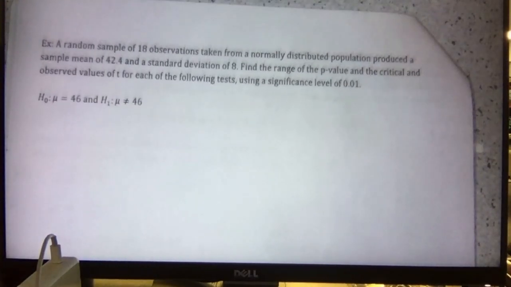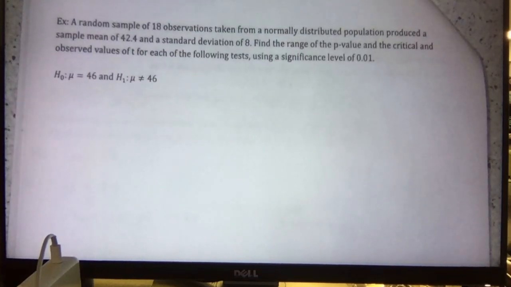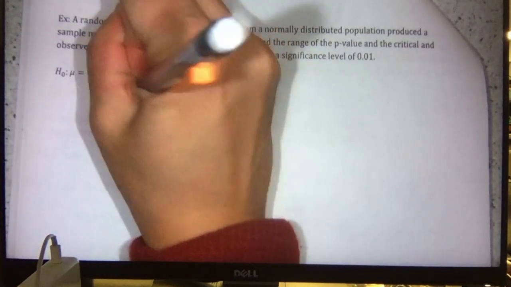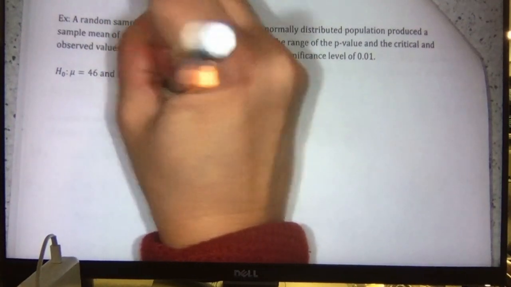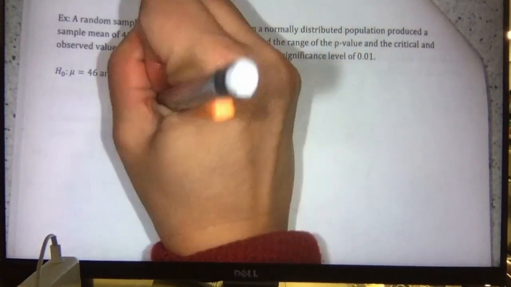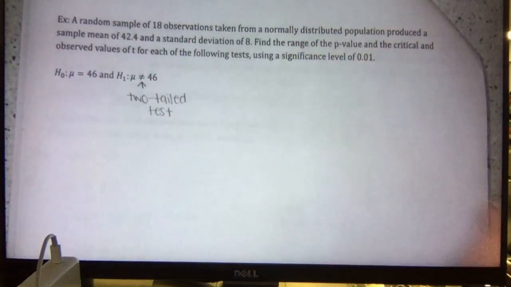A random sample of 18 observations taken from a normally distributed population produced a sample mean of 42.4 and a standard deviation of 8. Find the range of p-value and the critical and the observed values of t for each of the following tests using a significance level of 0.01. So it tells us our null hypothesis is that mu is equal to 46, and our alternative hypothesis is that mu is not equal to 46. So this not equals automatically tells us it is going to be two-tailed. Perfect. A two-tailed test.